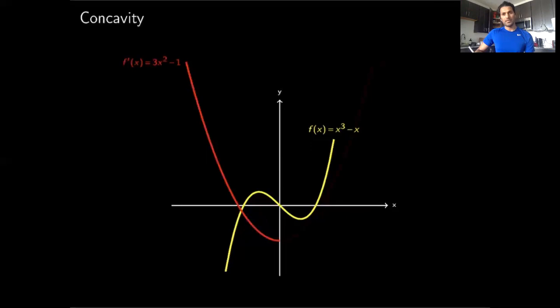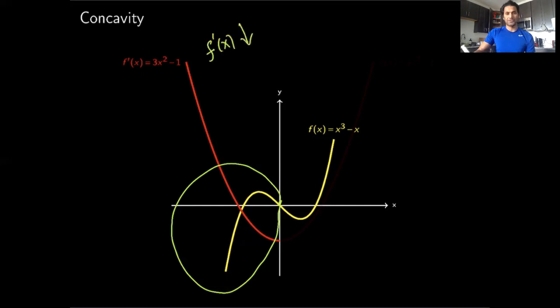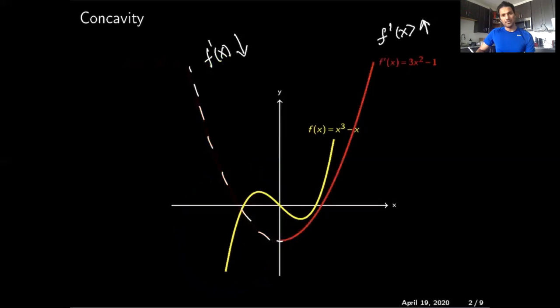So if I calculate the derivative of this function, which is 3x squared minus 1, and plot the graph of the derivative when the function is concave downward, I notice that the derivative of the function, f prime of x, is a decreasing function. And similarly, if I plot the graph of the derivative when the function is concave upward, I notice that the derivative of the function is increasing.